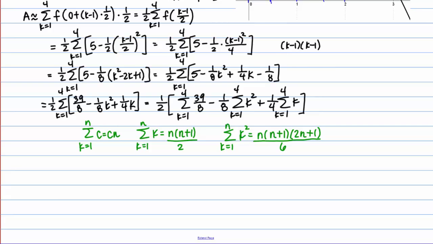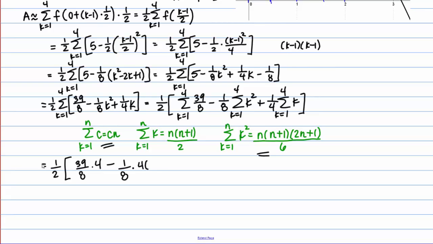Okay, so let's apply them. So we still have this 1/2 out front, but now I have the sum of a constant. If I look at this formula here, that should be that constant times n, and n here is 4. So 39 over 8 times 4 minus 1/8 times the sum of k squared for n equals 4. So here's that one, and I plug in n equals 4.